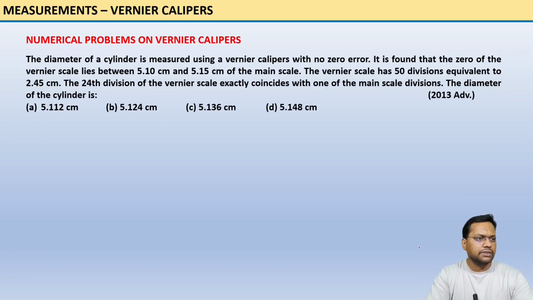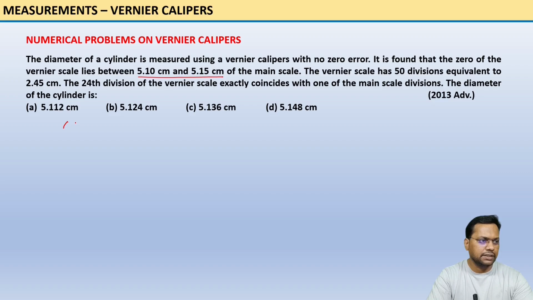The diameter of a cylinder is measured using a Vernier calipers with no zero error. It is found that the zero of the Vernier scale lies between 5.10 and 5.15 centimeters. Okay. That means these two lines are just side by side lines. Therefore, the length between these two lines gives the one main scale division.